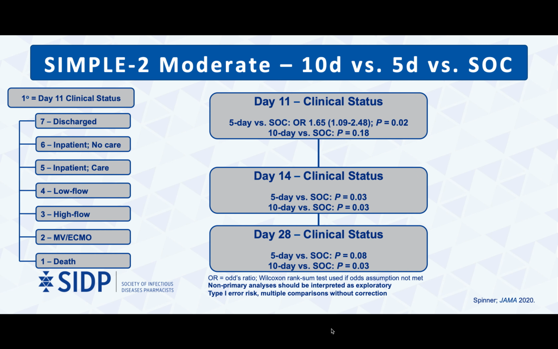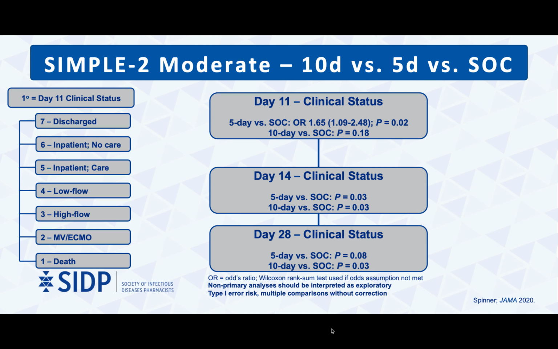Looking at the primary outcome, day 11 clinical status, there was a significantly higher odds of improvement on day 11 for the 5-day remdesivir arm versus placebo, or versus standard of care. However, this significant improvement was not seen in the 10-day group. For day 14 clinical status, both remdesivir arms demonstrated statistically significant improvement compared to standard of care, and this was also observed for the 10-day group on day 28.